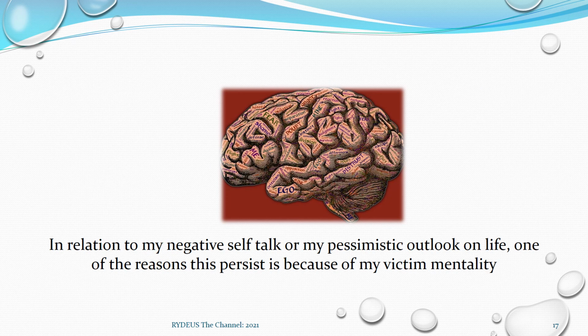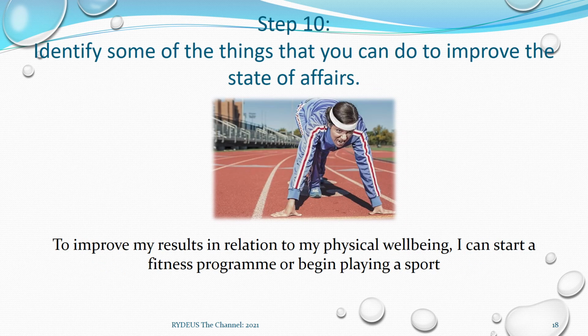In relation to your emotional well-being, some of the things that might have you stuck include my negative self-talk or my pessimistic outlook on life. One of the reasons this persists is because of my victim mentality. Because I have a victim mentality, that's one of the reasons why I habitually engage in negative self-talk and have a pessimistic outlook on life. So you're required in this step to identify some of those things that you do that cause you to get the results that you're getting that you do not want.